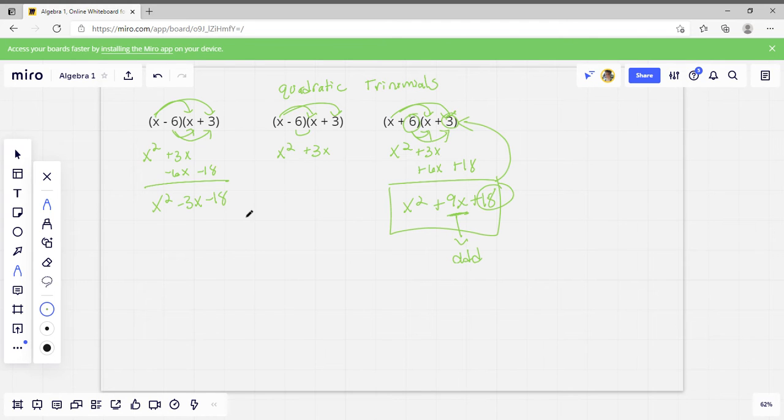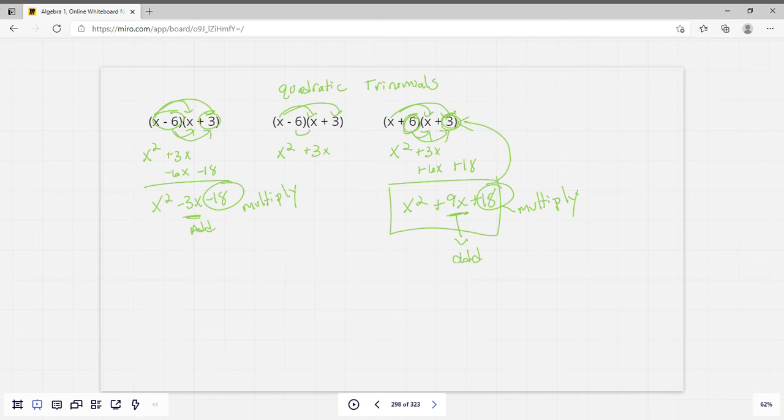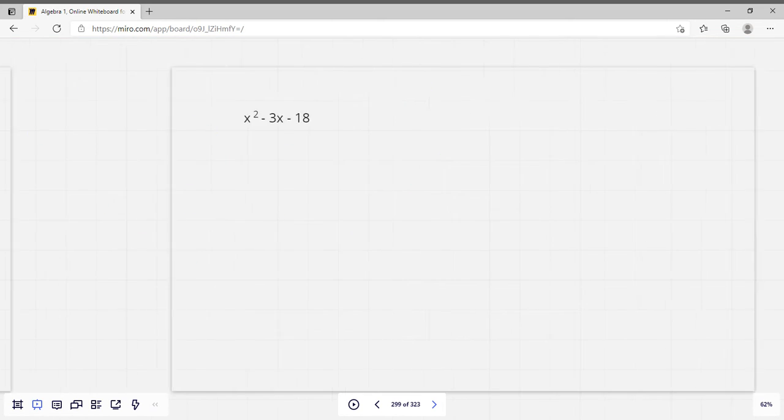And for this last term, 6 times 3 is 18. So this is going to be your numbers multiplied. Right here, this negative 3, if we added negative 6 and positive 3, we get negative 3. So that one we add to get that. And then your last term, 6 times 3 is 18. We multiplied. So you can see the pattern that it makes when you multiply those two together and you get a trinomial.